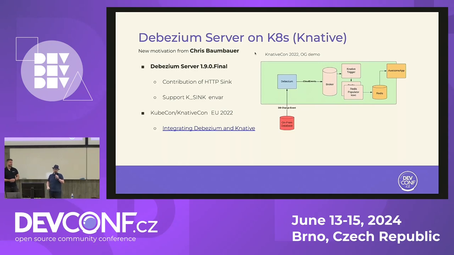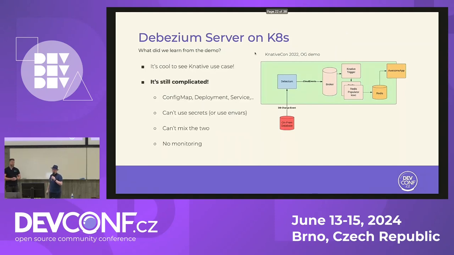And he presented a simple demo where he deployed everything, streaming data from an external database into a Knative broker and processing it through a Knative service, potentially delivering it somewhere. He presented this demo at KnativeCon EU 2 years ago. What we learned from the demo is that, first of all, it was really cool that there is a use case for Debezium with Knative on top of Kubernetes, but that it was also still embarrassingly complicated to set up. Essentially, what you needed to do was create all the config maps, deployments, services, and everything.